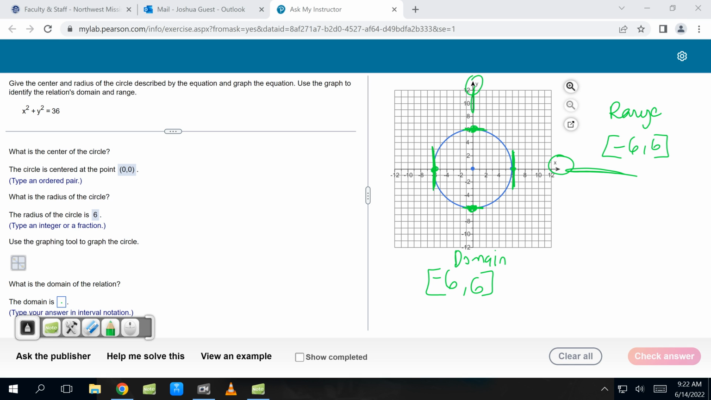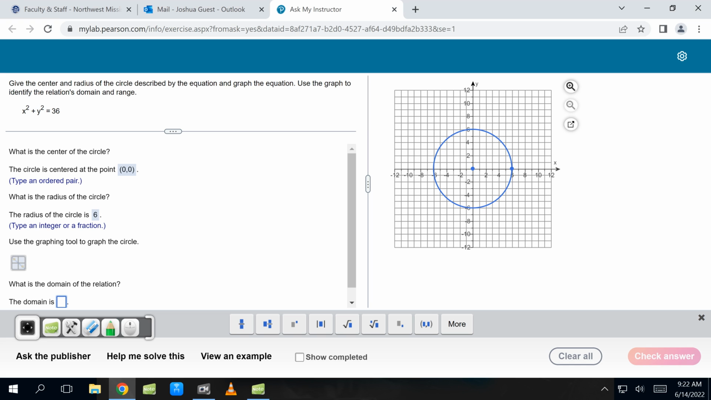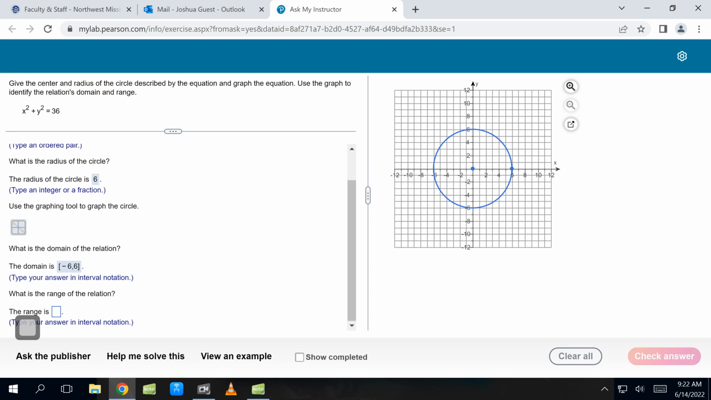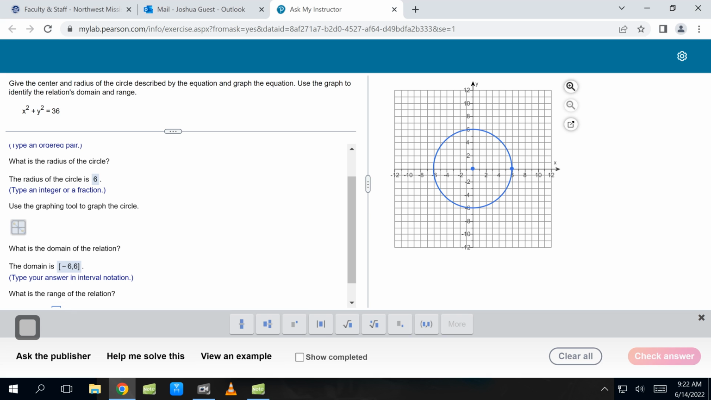So all my writing's going to go away, but it's -6, 6 with brackets. You can choose your bracket on the keyboard, or you can go pick it. I think it's under more, but I'm going to use the one on the keyboard that's right above the enter key, or right beside the P. Open bracket, -6, 6, close the bracket, and then let's check the answer and see what happens. It says fantastic. And then, of course, it asks for the range.